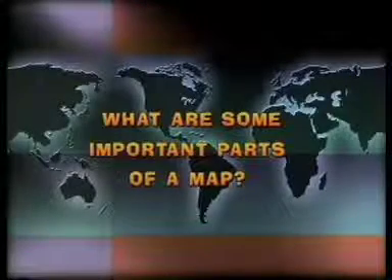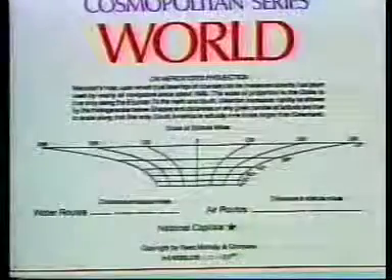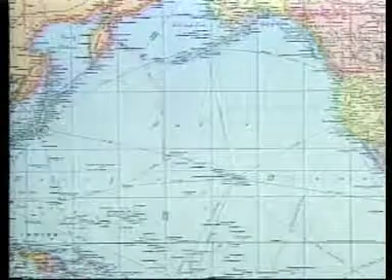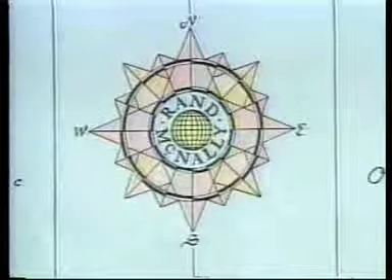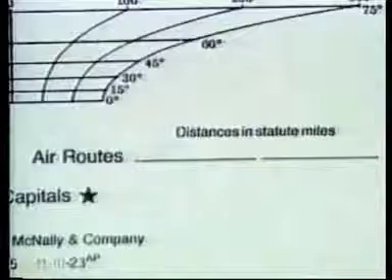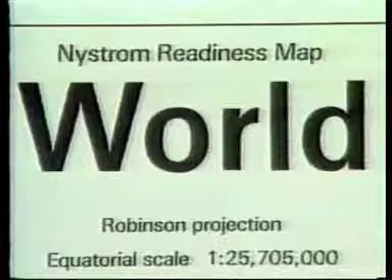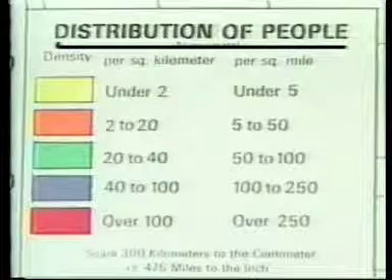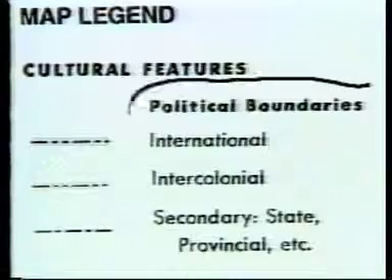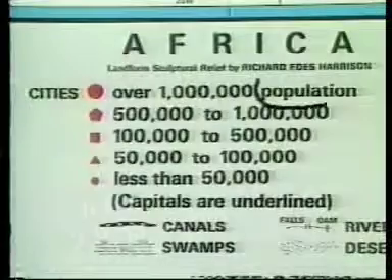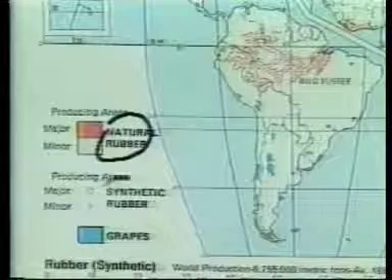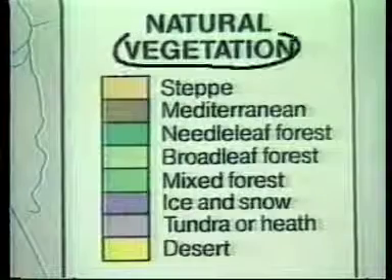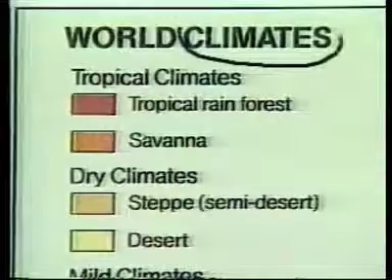What are some important parts of a map? Most maps should have a title, a legend, some type of grid system, a direction finder, and a system of measuring distances on the map. The title tells the person looking at it what information is presented on the map. It could show political boundaries, population centers, resources in a country, physical features, or numerous other items of information.